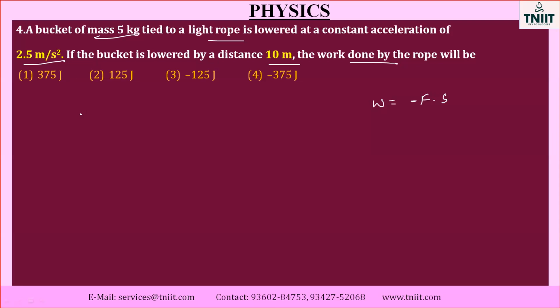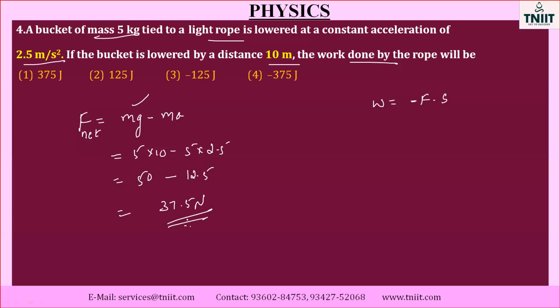Now, what is the total force? Actually the downward force is mg, but it is tied with a constant acceleration, so ma should act vertically upward. Weight should act downward, but it is acted upon by a rope with some acceleration a. So mg minus ma will be the net force. What is mass? 5 into 10 minus 5 into acceleration 2.5. 5 into 10 will be 50. 5 into 2.5 will be 12.5. So this value will be equal to 37.5 Newton. This is the net force.